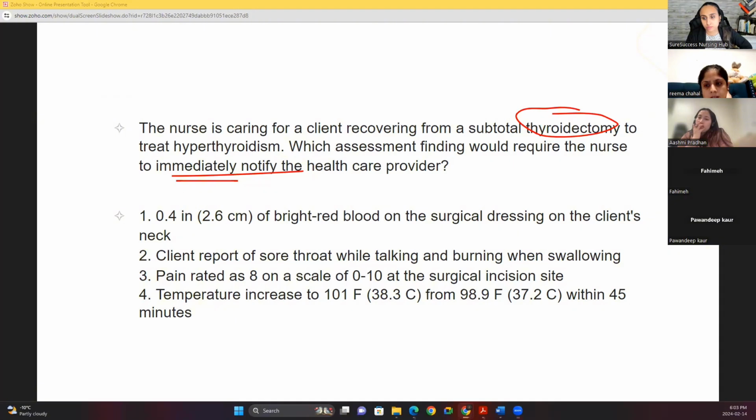It can be. No. Maybe. So what? Maybe. Because of the bright red blood here. All right, so very good.